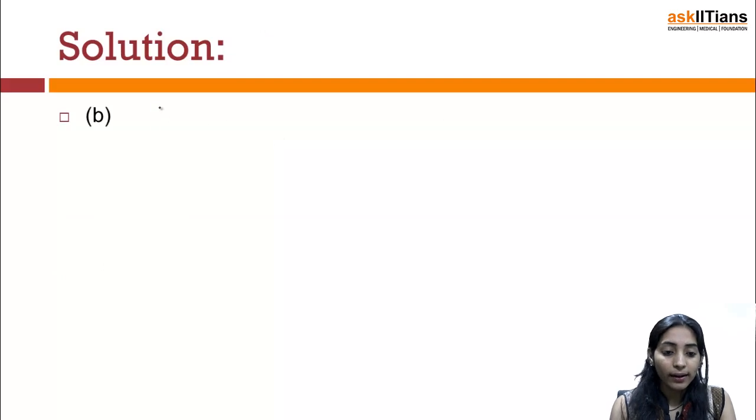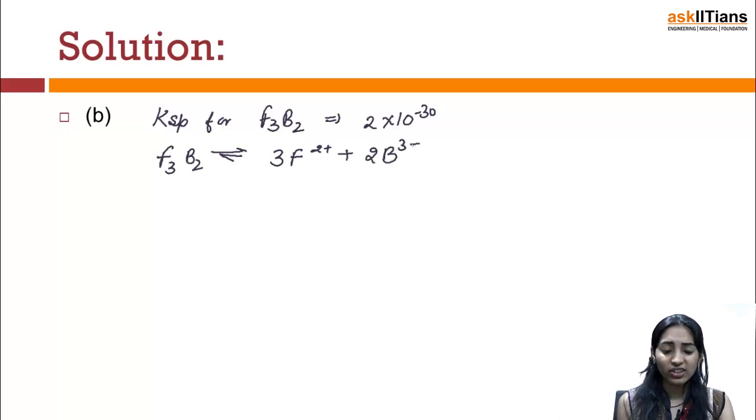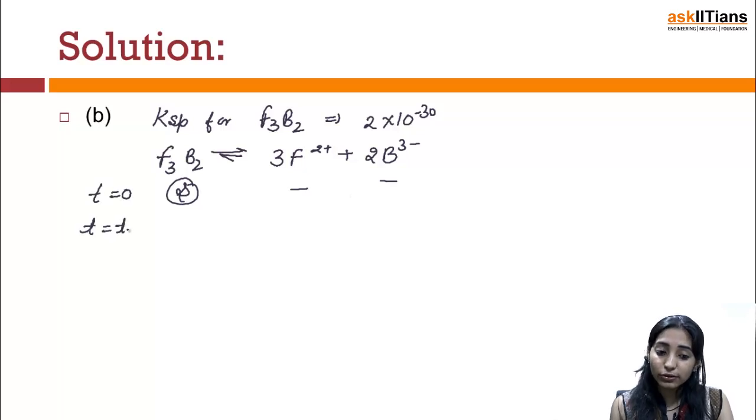He says that the KSP for this compound F3B2 is given as 2 into 10 to the power minus 30. So I can say this is F3B2, I can write it as 3 times F 2 positive plus 2 times B 3 minus, because this is just the interconversion of charge which we have done. Let me say that the solubility of F3B2 is S. So this is 0 and this is 0, at T equal to 0. Now at T equal to T equilibrium, I can say this will be 3S and this will be 2S.